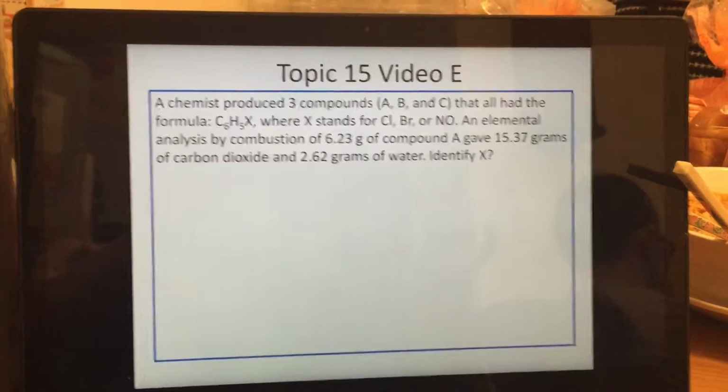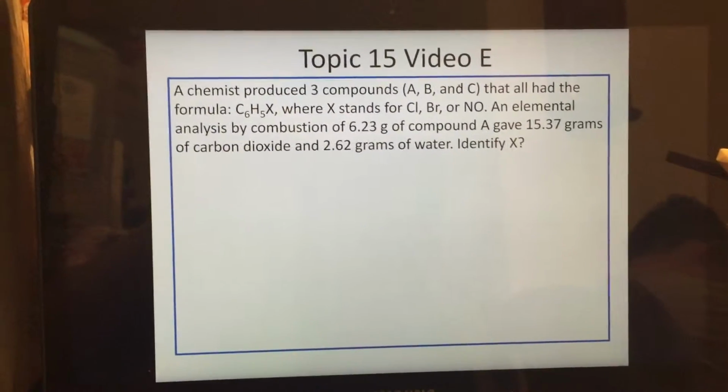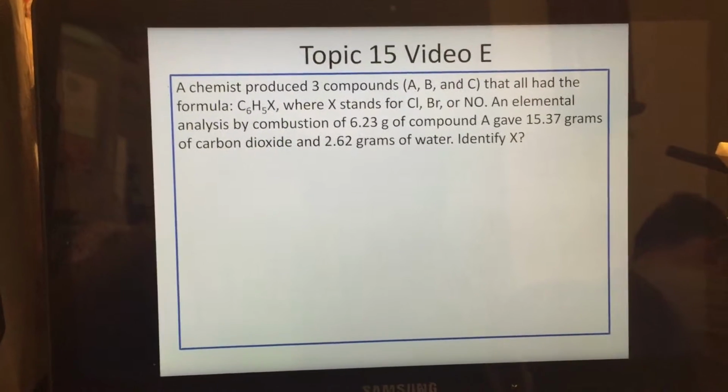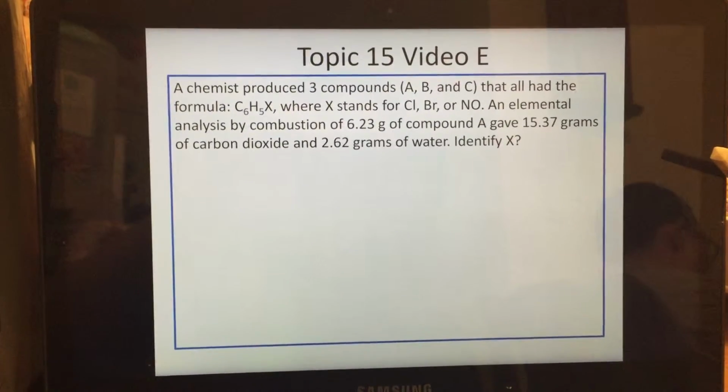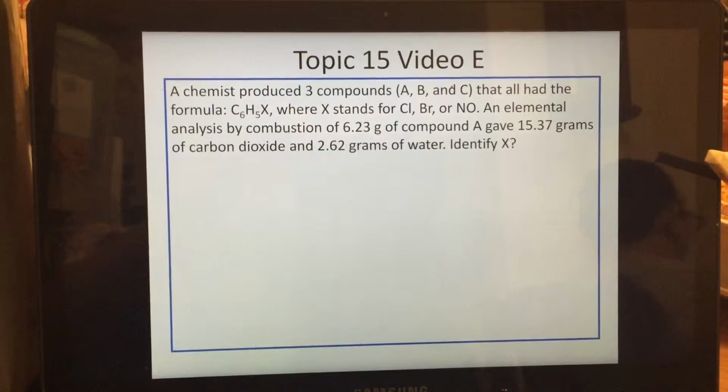Here's another Let's Practice question. Pause the video and answer the question in the booklet. Note, this problem requires a calculator to get the answer. Okay, let's solve the problem.